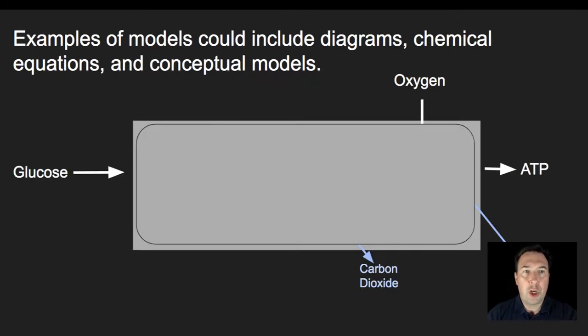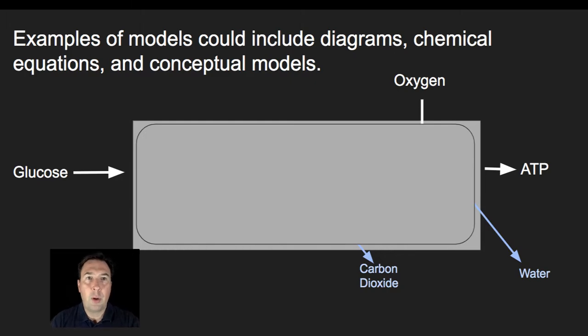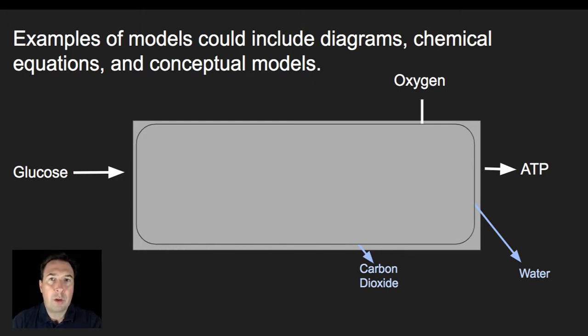Now, to show this, we could do this in a lot of different ways. So we could do a few different models. Those models could be chemical equations like on the previous page, or we can also use something like a conceptual model. So here we have a conceptual model where I show you glucose going into this box. I got oxygen going into this box. I got ATP coming out. I got carbon dioxide and water coming out.